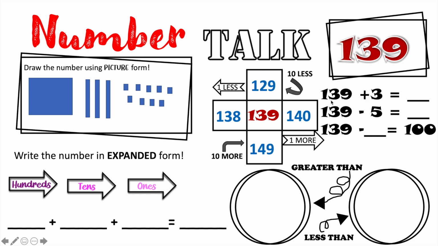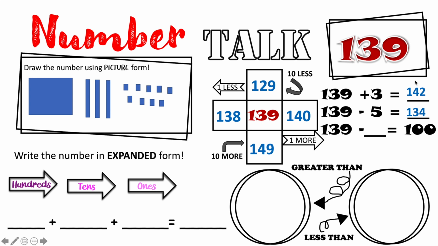Okay, let's go ahead and do our addition. 139 plus 3 equals, remember I put the big number in my head. Put 139 in my head and 3 fingers up, and I'm going to count on: 139, 140, 141, 142. Our answer is 142. 139 take away 5 equals 134.